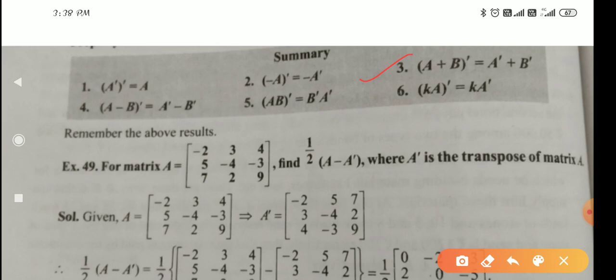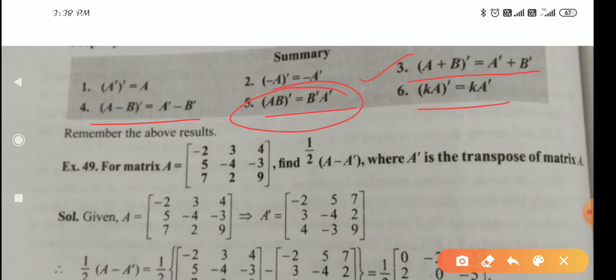Third property, you see, transpose of sum of two matrices equals transpose of A plus transpose of B, means A plus B transpose equals A transpose plus B transpose. Fourth property, in the same way, A minus B transpose equals A transpose minus B transpose. Fifth, transpose of AB equals transpose of B multiplied by transpose of A. Important property this is.